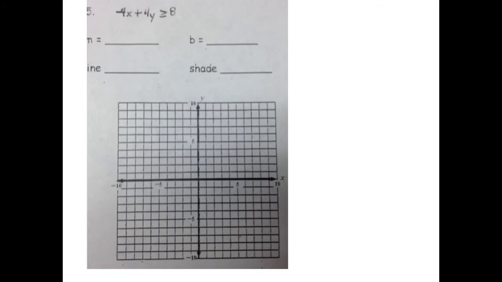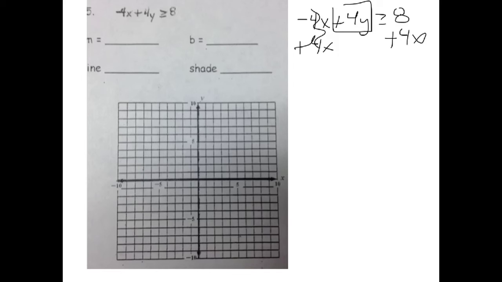Okay, number 5 is all out of sorts. It needs to be put into y equals. So it's in standard form here, so we're boxing our 4y. We're going to add 4x to both sides, bring down the 4y, bring down the greater than or equal to.